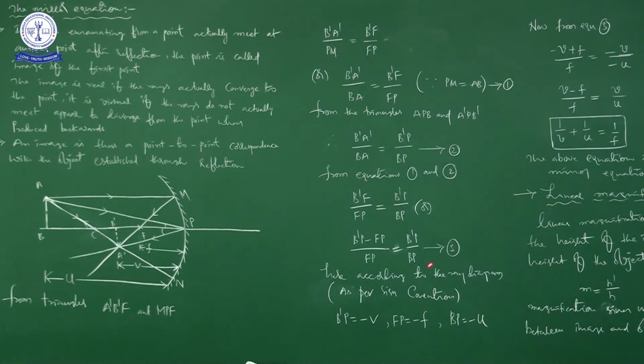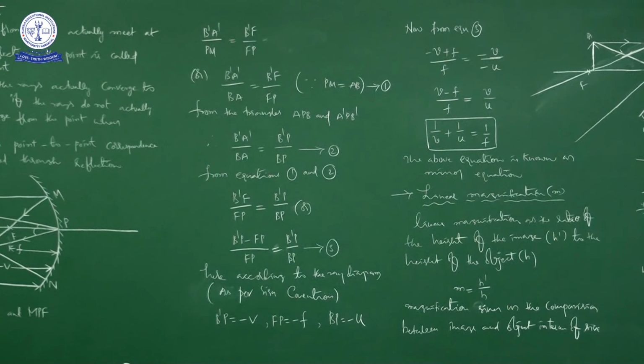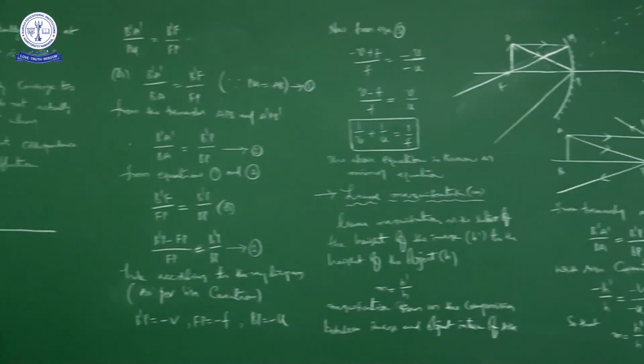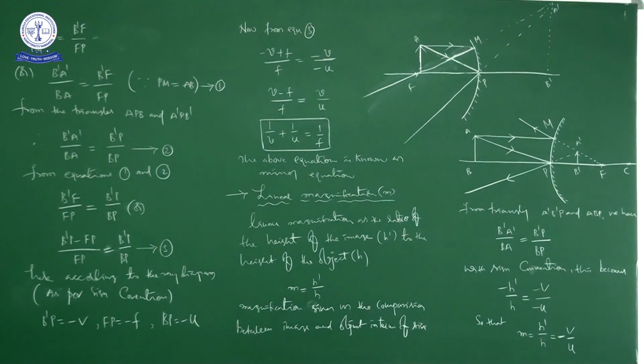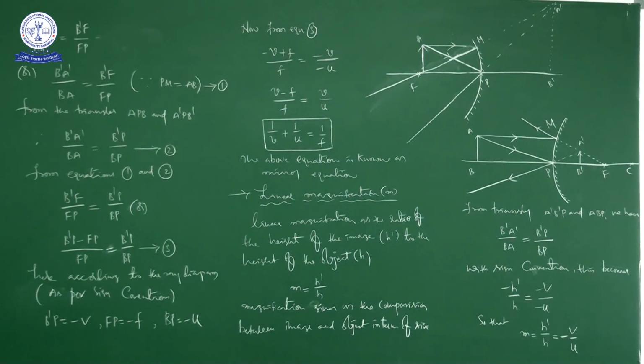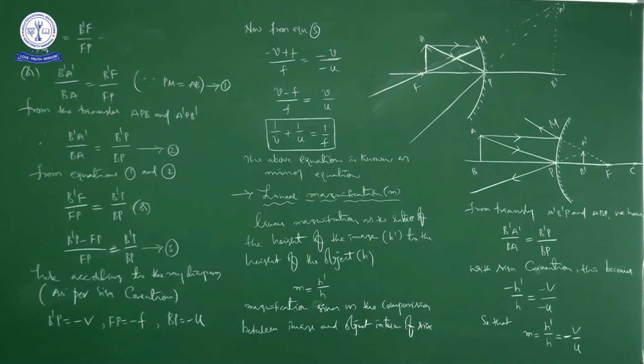Okay, so afterwards, see how I am writing. In place of B'F, I am writing B'P minus FP. See how it is possible? It is B'F, no? So in place of this, I am writing this one minus this one, geometrically, right? So regarding the magnitudes of this length, (B'P minus FP)/FP is equal to B'P/BP. So it is like equation 3.